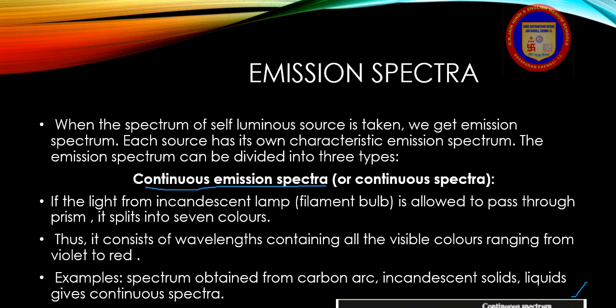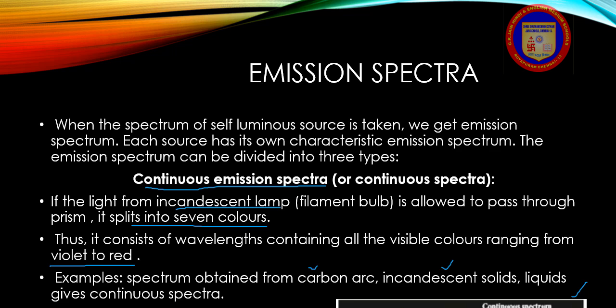If the light from an incandescent lamp is allowed to pass through a prism, it is split into 7 colors that we can see through a spectroscope. Thus, it consists of wavelengths containing all the visible colors ranging from violet to red. An example is shown in the diagram. The spectrum obtained from a carbon arc, incandescent solid, or liquid gives continuous spectra.